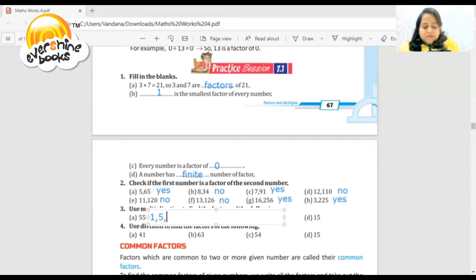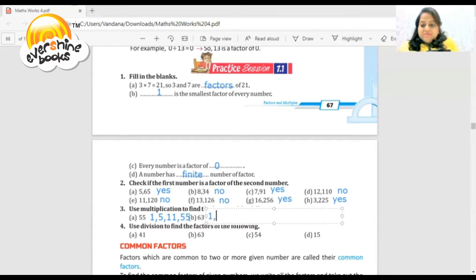Now skip 6, 7, 8, 9, and 10. Then 11, 12. So you have to write 11, as it comes in the table of 11. So 11 is a factor of 55. Now skip the numbers after it, and then write 55 as your last answer. Okay. So these all are the factors of 55.